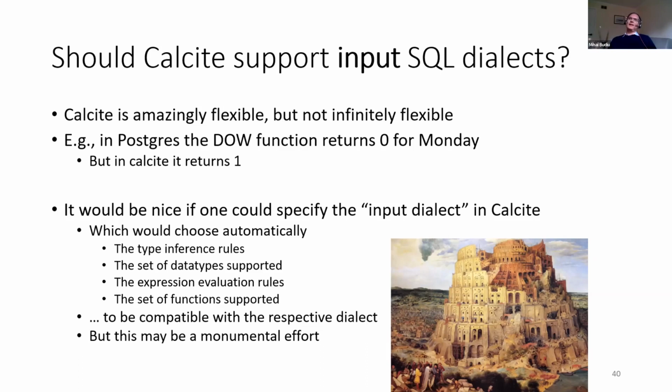Maybe it would be nice, I don't know if it's possible, if Calcite had the notion of an input dialect. So it said, I would like this program I'm compiling to behave like a Postgres program. And when you say that, this will automatically switch the type inference rules, the set of data type support, the expression evaluation rules, and all the functions supported to really match Postgres. But I don't know, because I need you to thread this through the whole infrastructure.